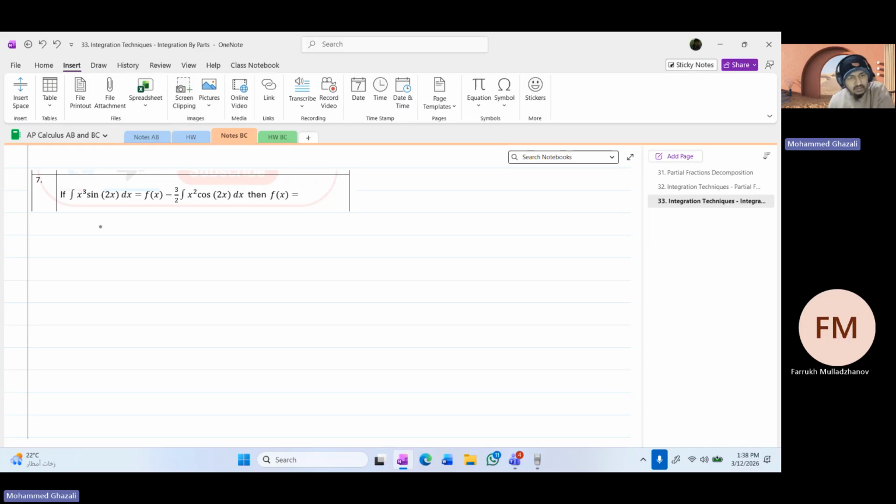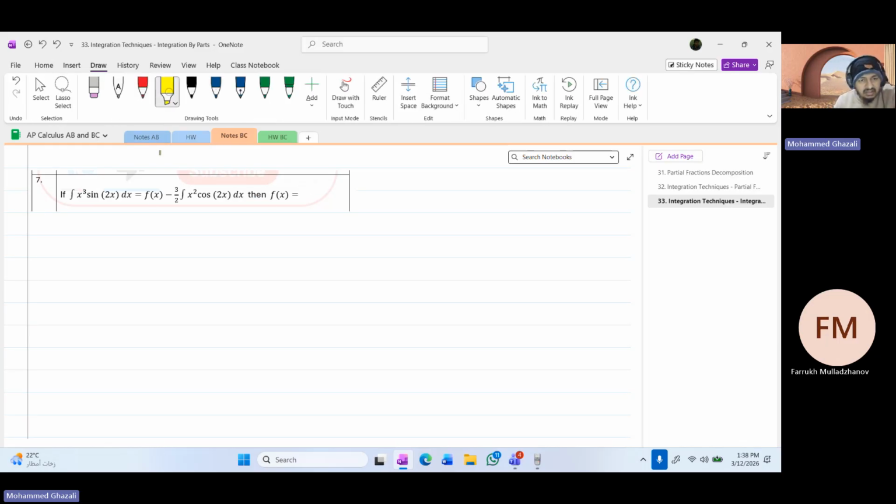If the integral of x cubed sine 2x is equal to all of this, or minus 3 over 2 x squared cos 2x, then what does f of x equal? So obviously what they are asking you for here is some kind of a function. See the second part, the way it's written. So obviously they are trying to use integration by parts here. So we're going to redo this original problem and then compare and see what the function is. They don't want you to solve the entire thing, all right?